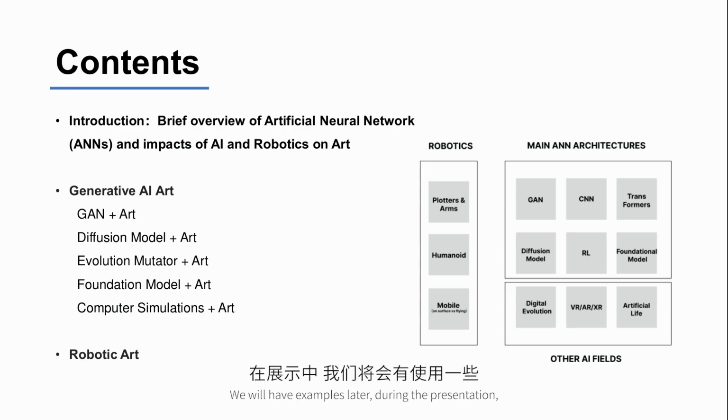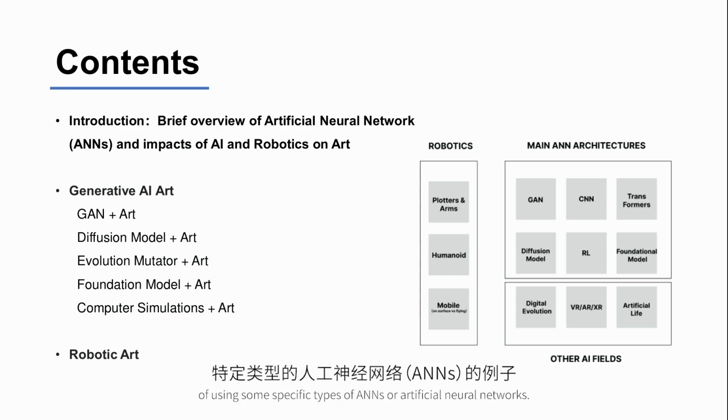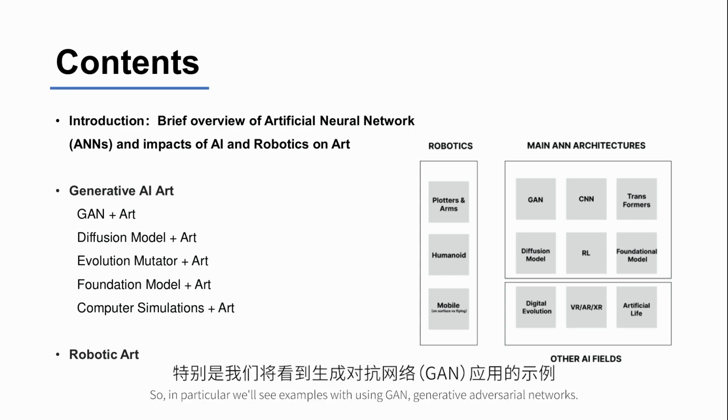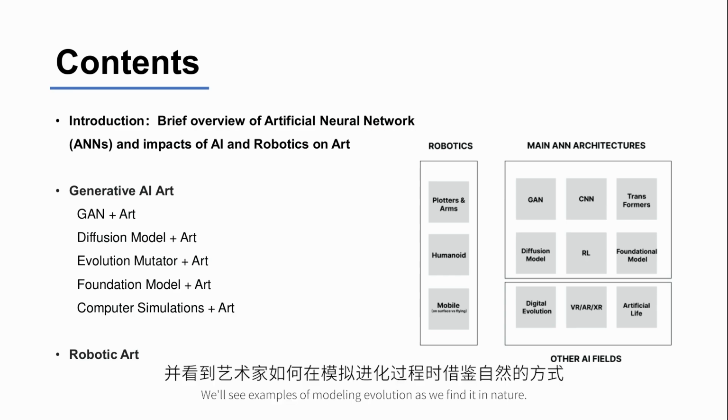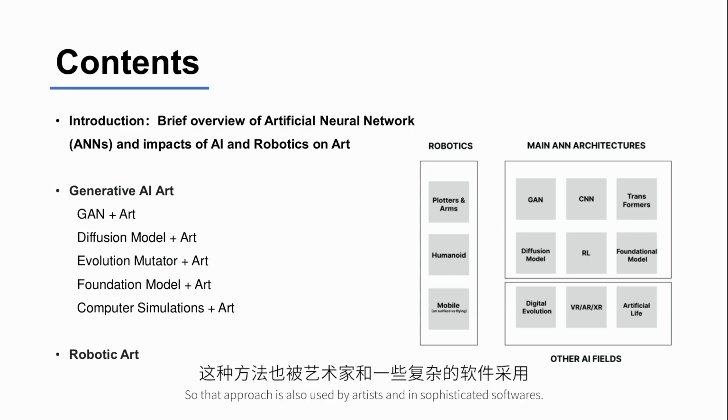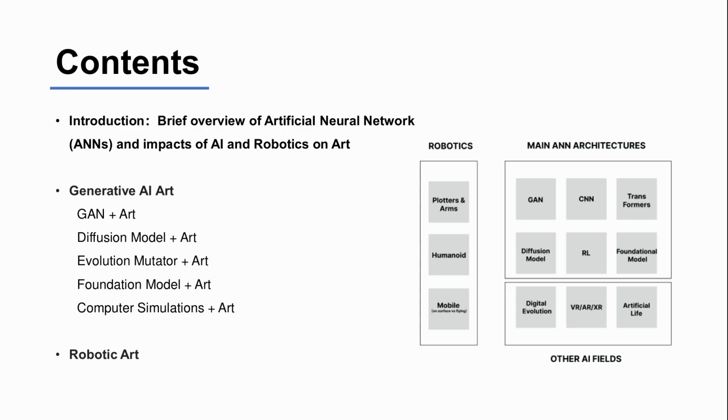We will have examples later on during the presentation of using some specific types of ANNs, or artificial neural networks. So in particular, we'll see examples with using GAN, generative adversarial networks. We'll see examples of using diffusion models. We'll see examples of modeling evolution as we find it in nature. So that approach is also used by artists and in sophisticated softwares.